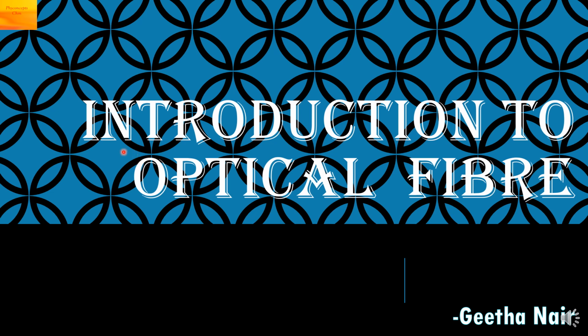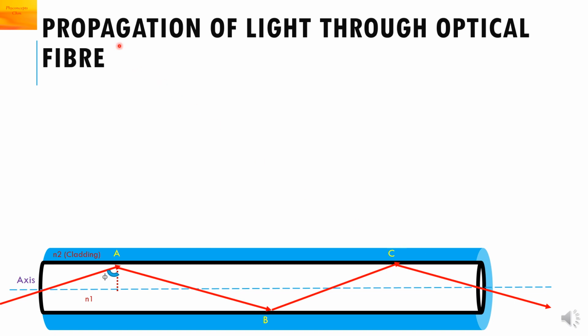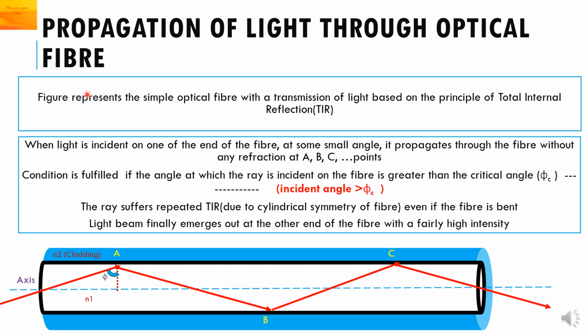This is the third part of the series of Introduction to Optical Fiber, where we will see about the propagation of light through optical fiber and about the acceptance angle. Propagation of light through optical fiber. This figure represents an optical fiber with a transmission of light based on the principle of total internal reflection.